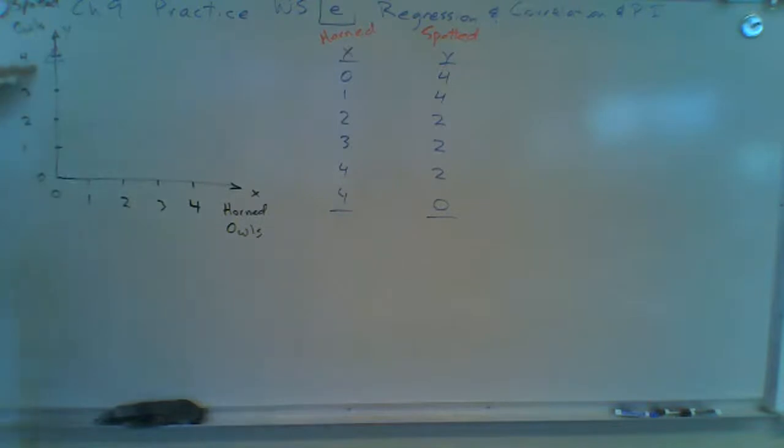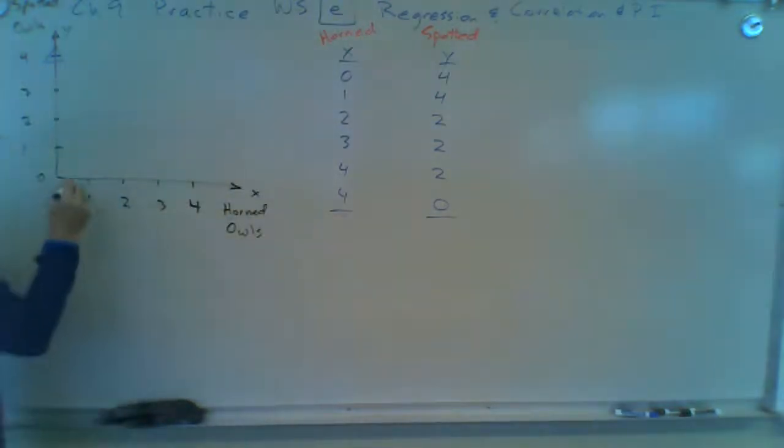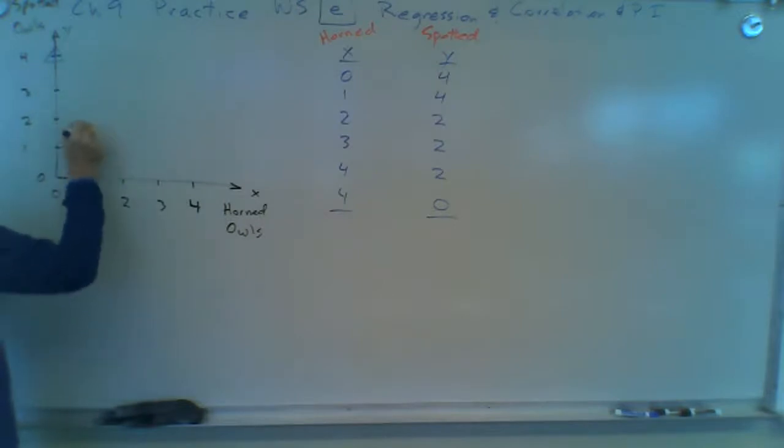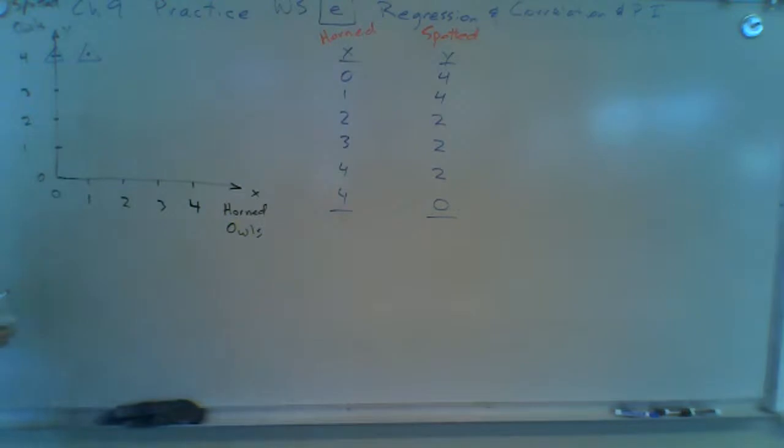So that point right there. And we're going to have dots all over this graph. I usually use triangles to indicate the original data. So that right there is that first quadrant where there's no horned owls and there's 4 spotted owls. The next quadrant, there was 1 horned owl and 4 spotted owls. So that's going to be right up here. So I'm going to put another triangle there.